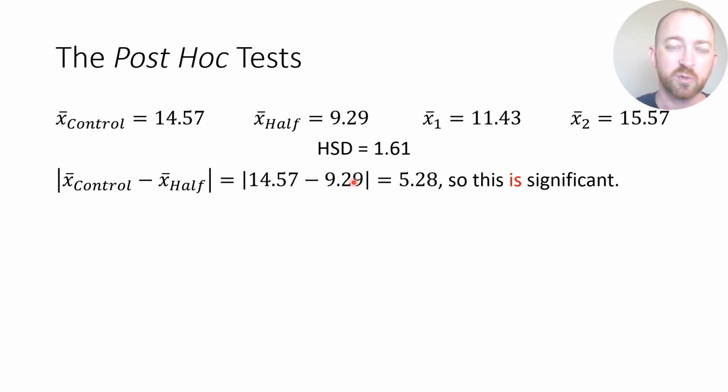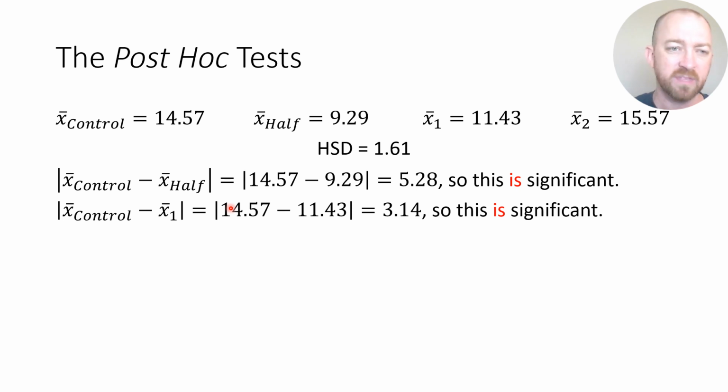In other words, these two groups were different by 5.28 days, when the minimum I needed for a meaningful difference was 1.61 days. So this is a statistically significant difference. I can now say the half-ounce group grew significantly faster than the control group.